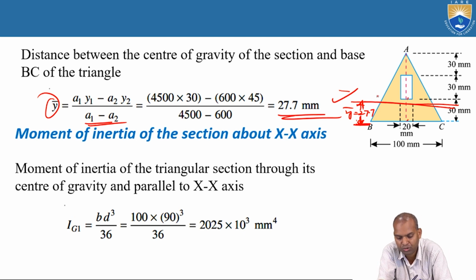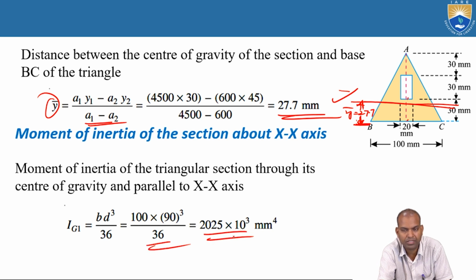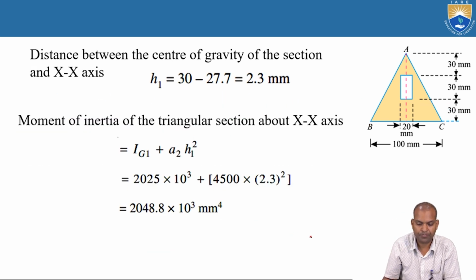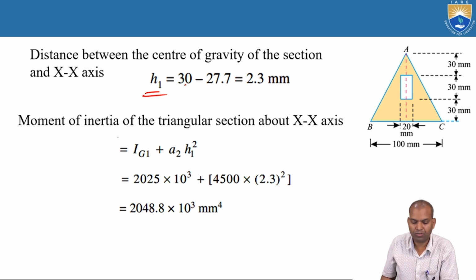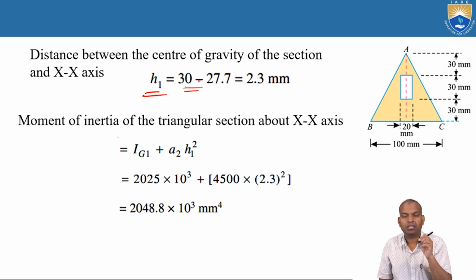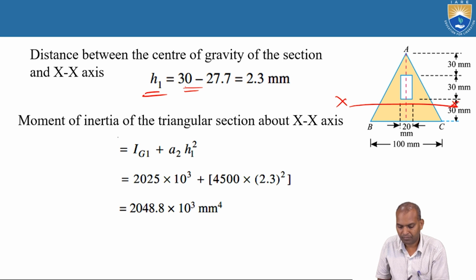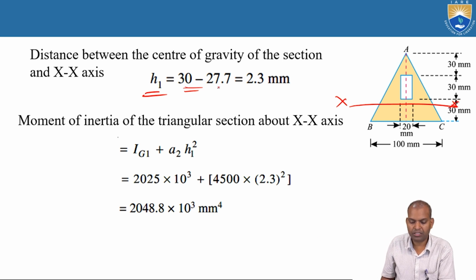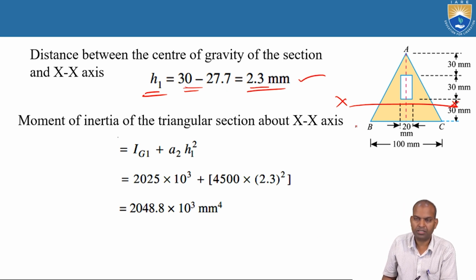What is it, bd cubed by 36? What is the base? 100. The depth is 90. That is 100 times 90 cubed by 36, that is 225 times 10 cubed millimeter to the power 4. What about h1? h1 equals 30 minus 27.7. h1 is the distance between the center of gravity of the triangular section 1 and the horizontal axis XX. Now 30 minus 27.7, that is 2.3 millimeters.